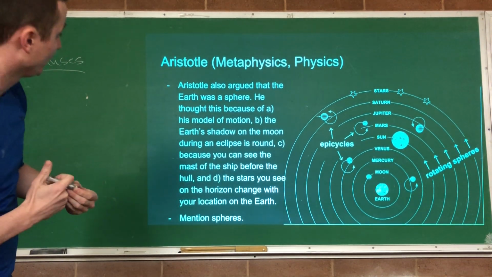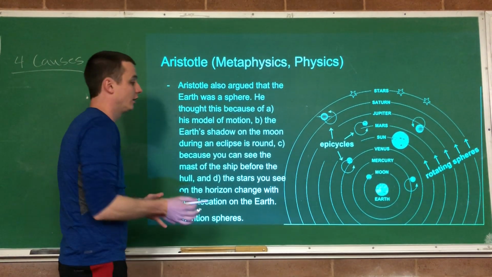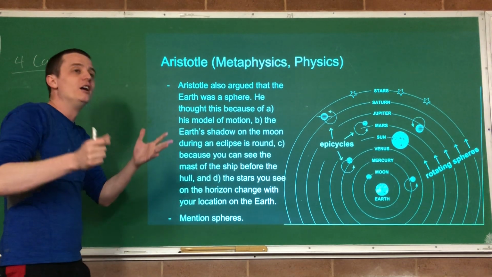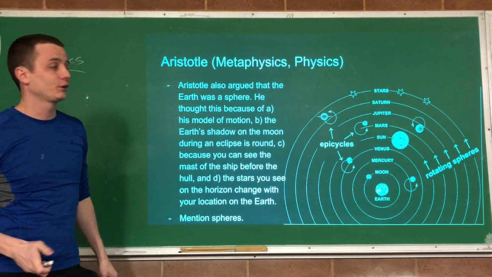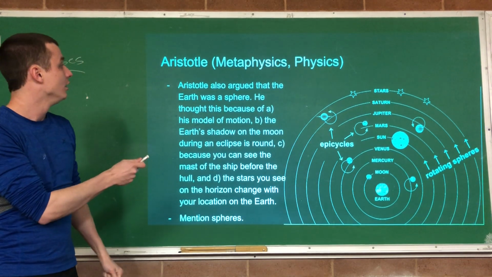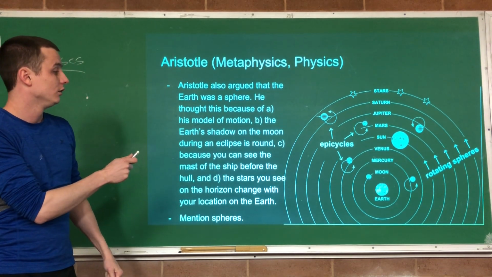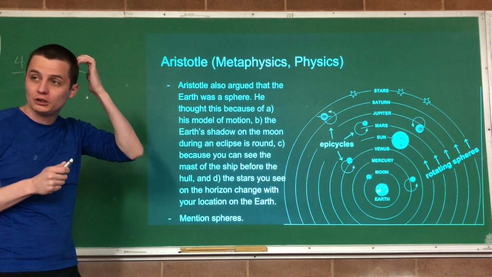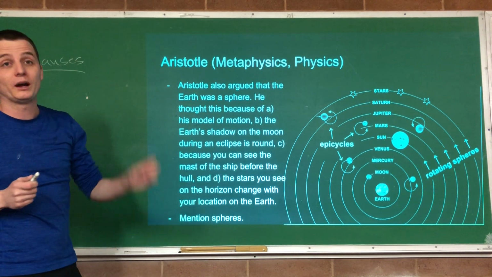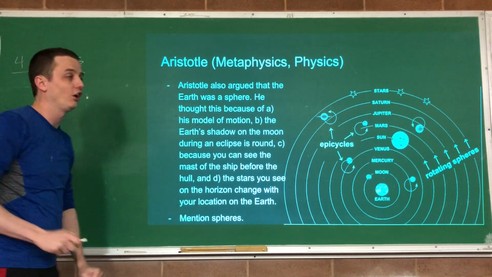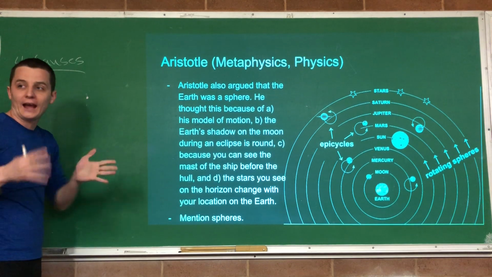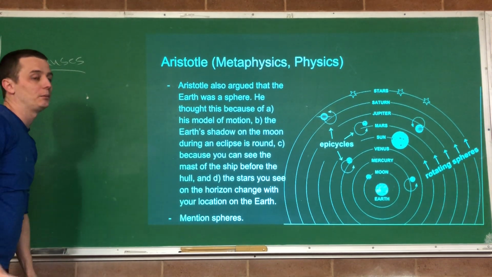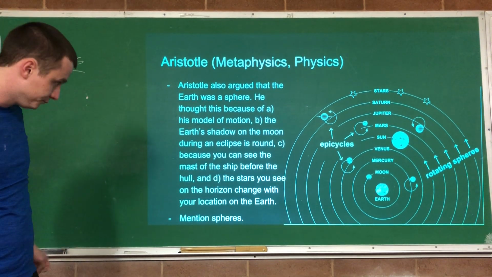Yeah. So let's look at some of Aristotle's arguments. No, we already have his arguments for why the Earth's at the center of the universe. Now we need to look at his arguments for why he thought the Earth was a sphere. This is one more thing he argued about the Earth. He thought the Earth had to be a sphere. And he had 4 basic arguments for why he thought the Earth was a sphere.